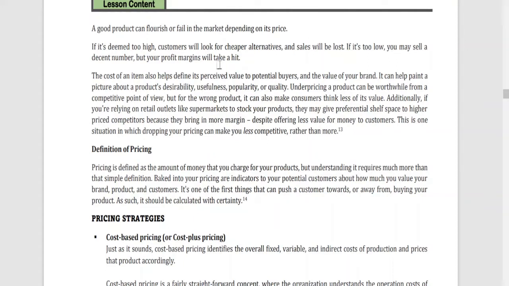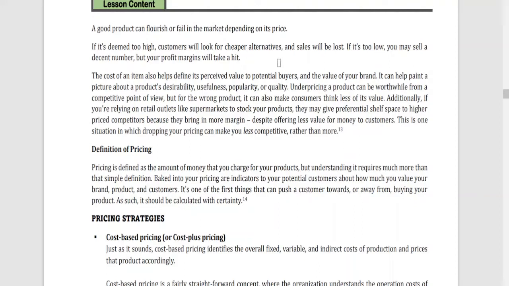If the price is deemed too high, the customers will look for cheaper alternatives and sales will be lost. If the price is too low, you may sell a decent number, but your profit margins will take a hit. So now you are torn between setting your prices high or setting your prices low. Of course, if you choose either of the two, you have to sacrifice another.